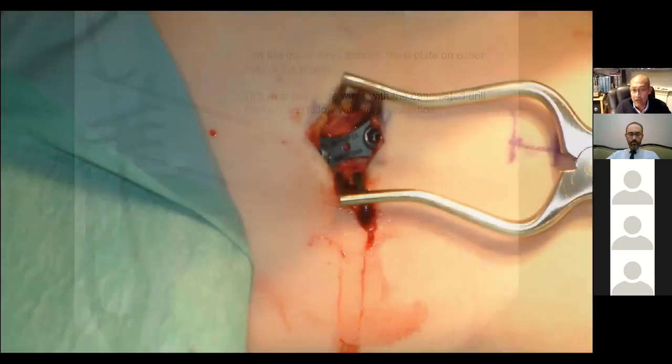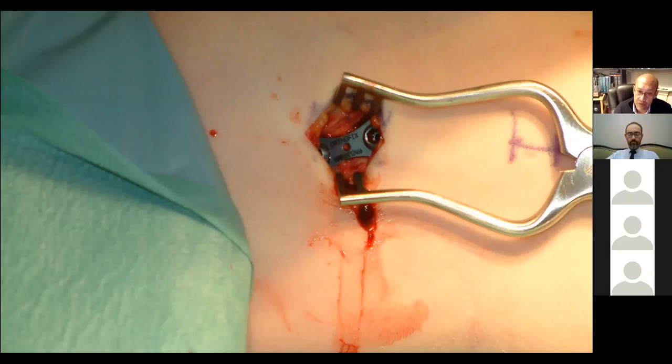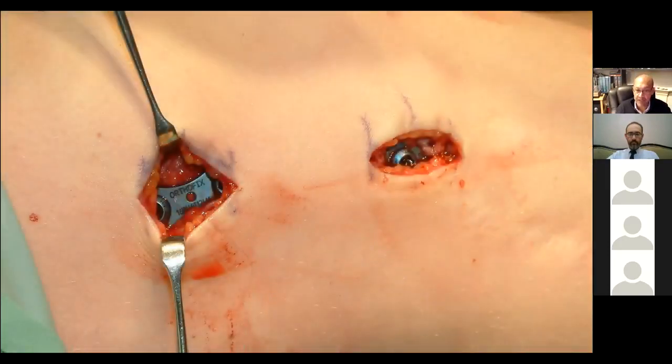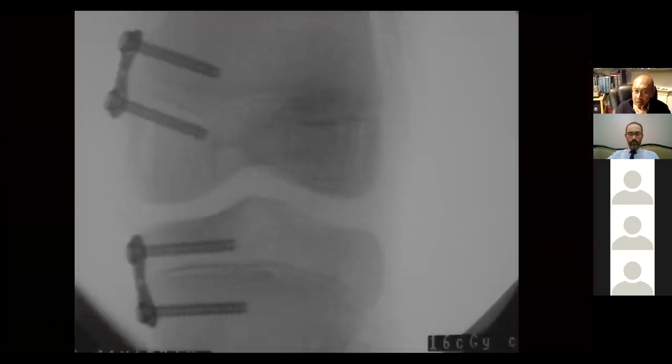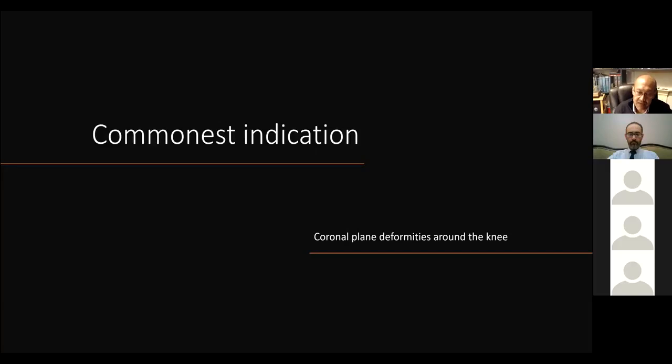And you then follow on with a drill and insert the screws to finish the operation. So the learning curve is straightforward. It's one case. And here you can see it's been done for the femur and the tibia. The commonest indication, and we've heard this from the previous speakers, including Lahoti, is for coronal deformities around the knee.